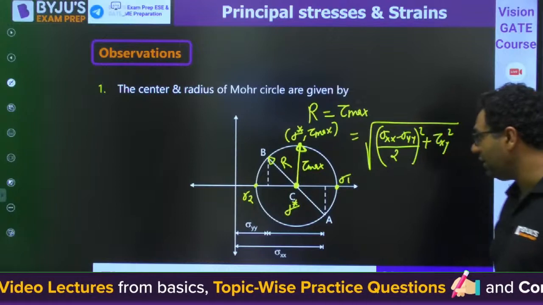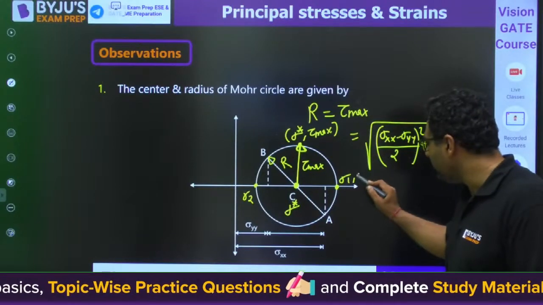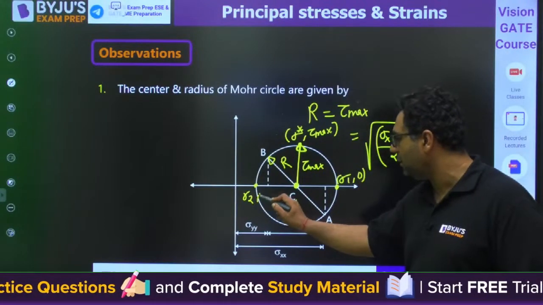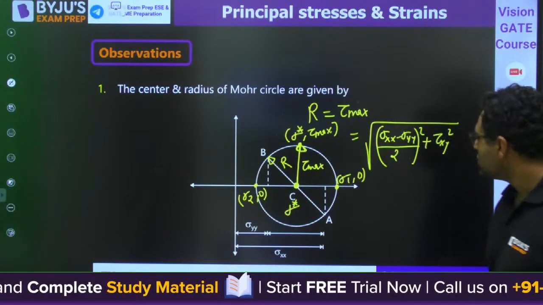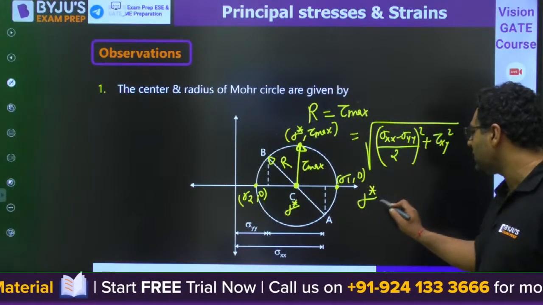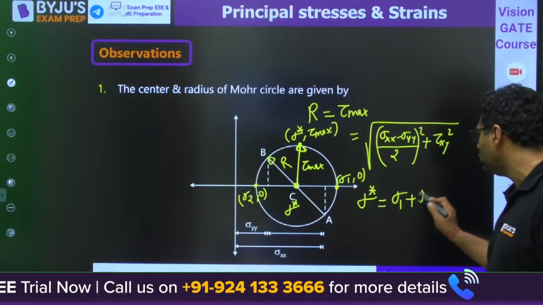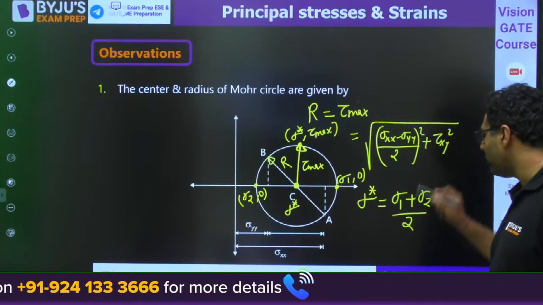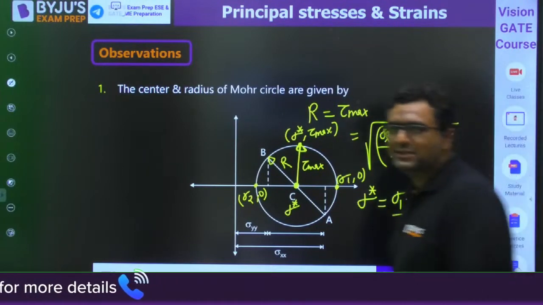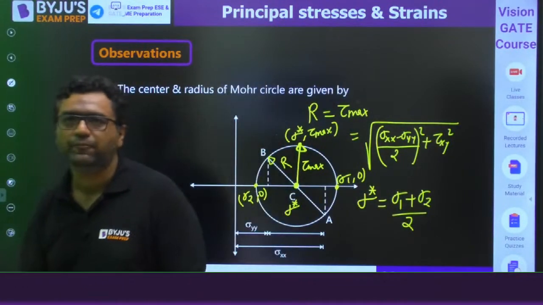State of stress at the plane of maximum shear. Principal plane is sigma 1 comma 0 and sigma 2 comma 0. So we can also write the sigma star coordinate as sigma 1 plus sigma 2 by 2 also. So we have 2 options to define the normal stress at the plane of maximum shear.